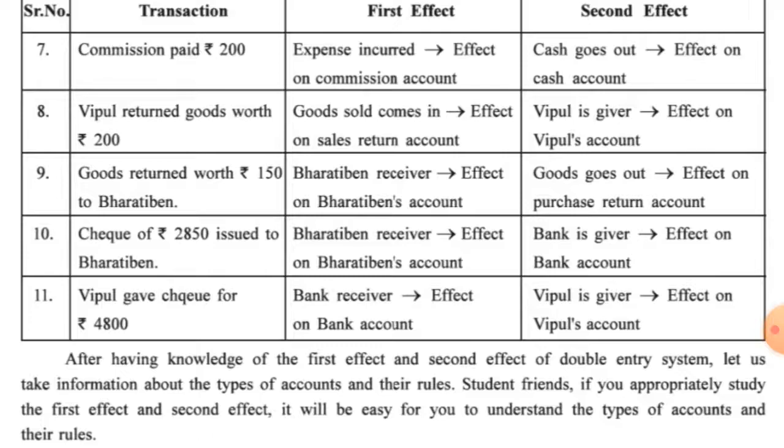Next one, goods returned worth rupees 150 to Bharti Ben. From Bharti Ben we had purchased goods previously, you can refer to that transaction. Now from those goods which we had purchased, we are returning goods worth rupees 150 to Bharti Ben. So goods will be received by Bharti Ben because we have returned the goods. So Bharti Ben is the receiver of the goods.